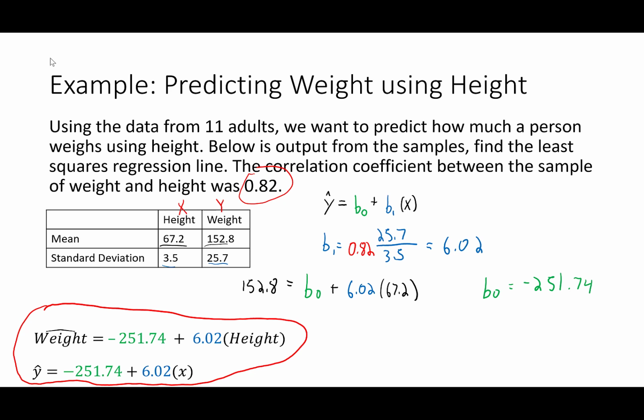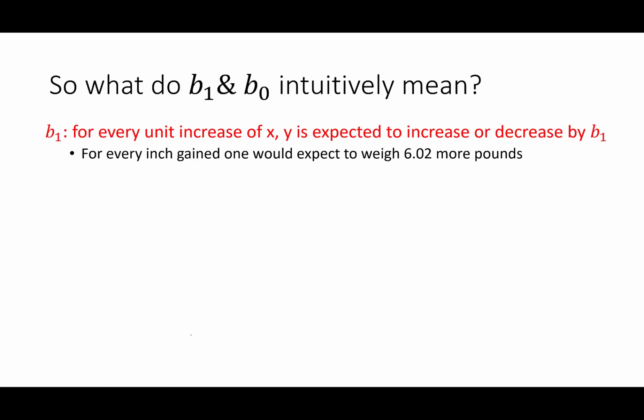Now let's think about what our slope and intercept represent. What do they mean? Let's start with our slope, the 6.02. What a slope typically measures is, for every unit increase in x, y is expected or predicted to increase or decrease by that amount.